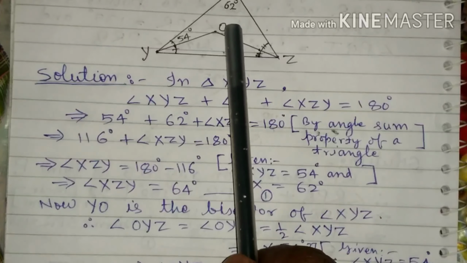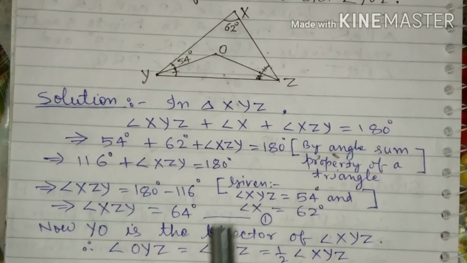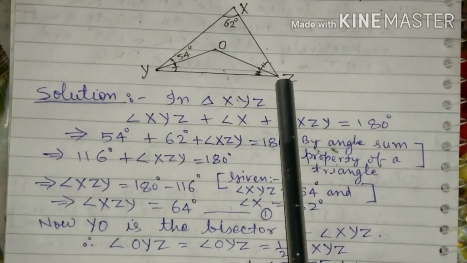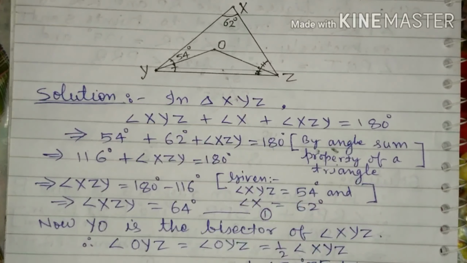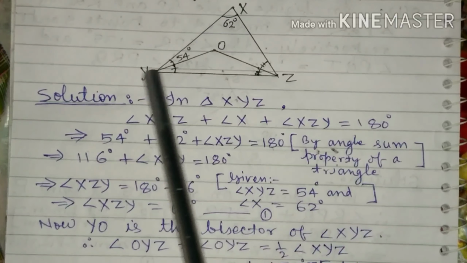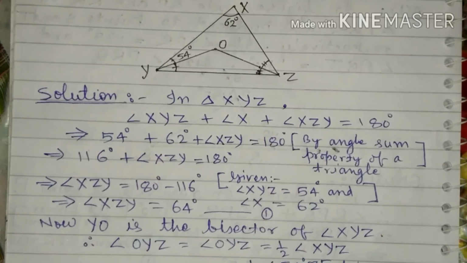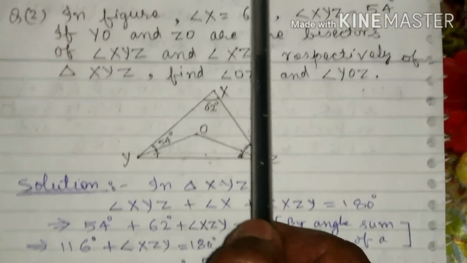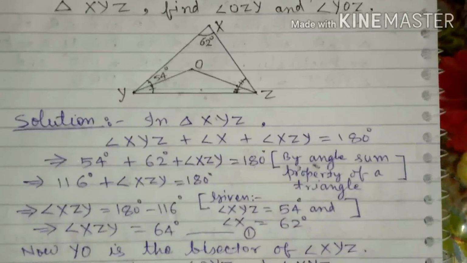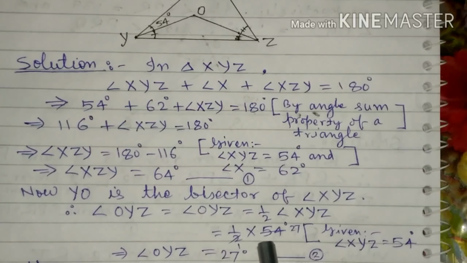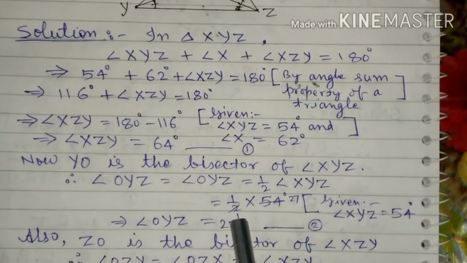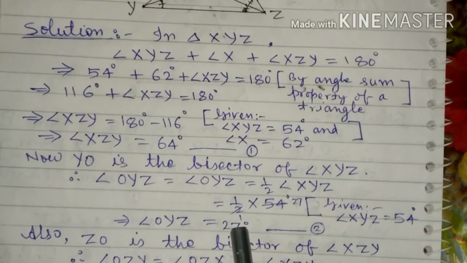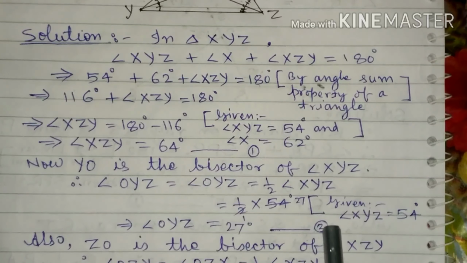Now YO is the bisector of angle XYZ. This implies that angle OYZ is equal to angle OYX, which is equal to half of the total angle XYZ. Angle XYZ is given as 54 degrees. We put 1 by 2 into 54 degrees, the value of angle XYZ. 2 27s are 54 degrees. Therefore, angle OYZ is equal to 27 degrees. We treat this as equation 2.